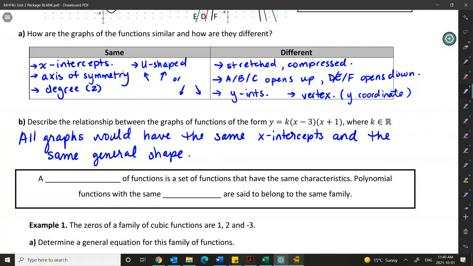So this brings us to the idea of a family. A family of functions will have the same characteristics, so the same general shape is happening. Of course, if they have the same amount of x-intercepts with the same orders on those x-intercepts, then they will have the same overall shape. And polynomial functions with the same x-intercepts are said to belong to the same family. Or the same zeros, or whatever you want to call them.